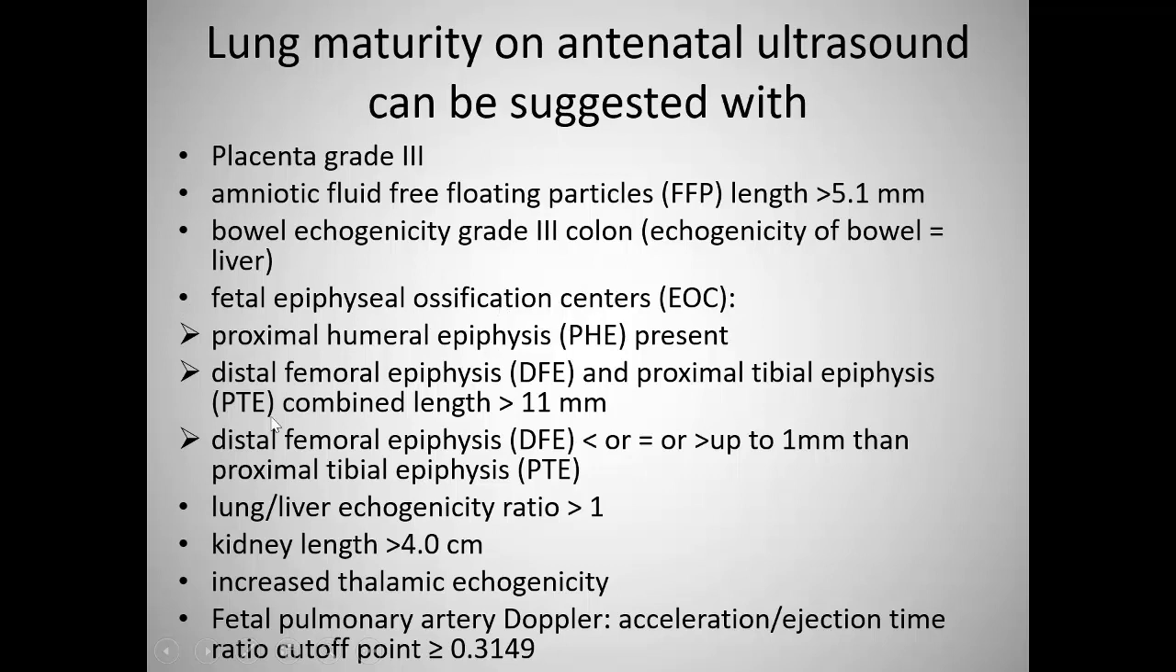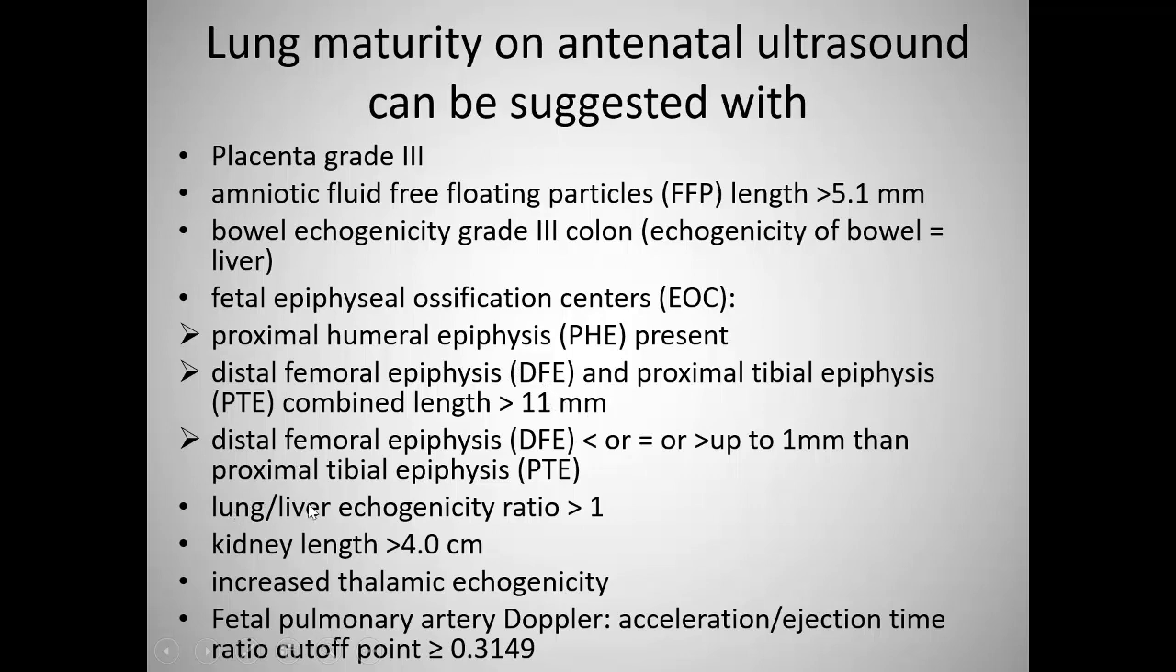The fetal epiphyseal ossification center. The most common is the distal femoral epiphysis that we always see. The distal femoral epiphysis بيبقى less than or up to 1 millimeter more than the proximal tibial epiphysis. If you measure the distal femoral epiphysis and the proximal tibial epiphysis combined lengths, they are more than 11 millimeter, and you find that the proximal humeral epiphysis is present. We used to see the distal femoral epiphysis, and usually this epiphysis بيبقى من 3 to 6 millimeter in diameter.